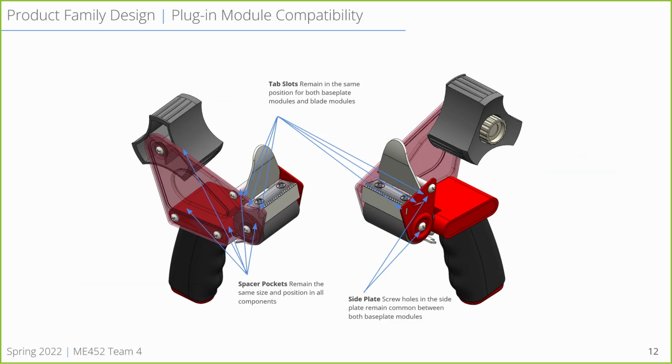We ensured compatibility between the two variations and modules by ensuring that the spacer pockets remain the same size and position in all of their locations. The side plate has the same screw hole mounting locations for both of the base plate options, and the tab slots remain the same for the mounting features that are necessary for the blade.